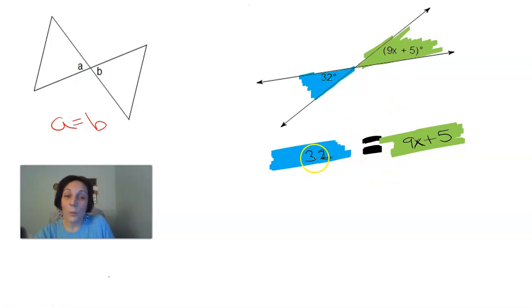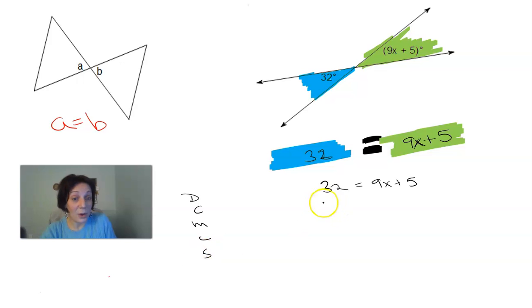All right, so look, once I have my equation written, this is an equation that we could have solved weeks and weeks and weeks ago. This is what we spent the beginning of the year working on. This is a DCMCS equation. That's all we got to do is solve it.